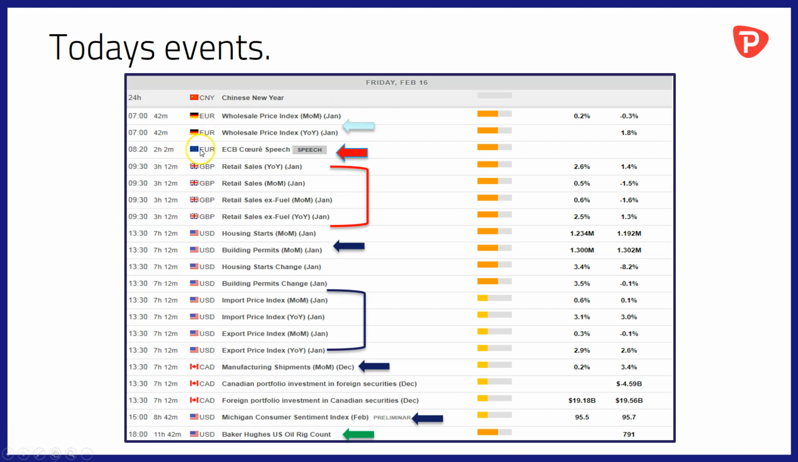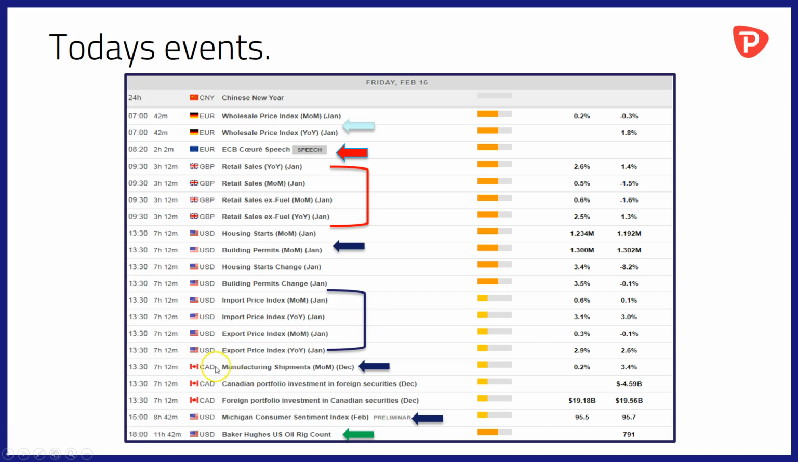And speaking of things related to monetary policy, the ECB board member Kerr is to give us a speech at 8:20 a.m. GMT. That'll be followed at 9:30 by further price and rate sensitive data out of the UK in the shape of retail sales for January. And we jump forward then to 13:30 for housing starts in the USA. Housing starts, building permits. Again, these numbers are for January. And that'll be accompanied by import price index data for January alongside its counterpart, the export price index data for the month of Jan from the USA.